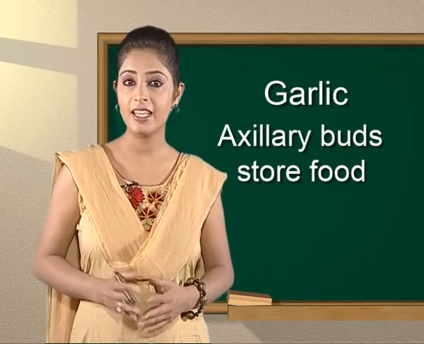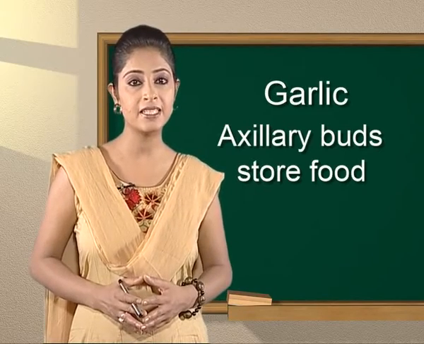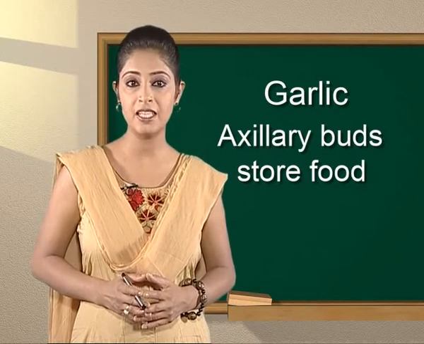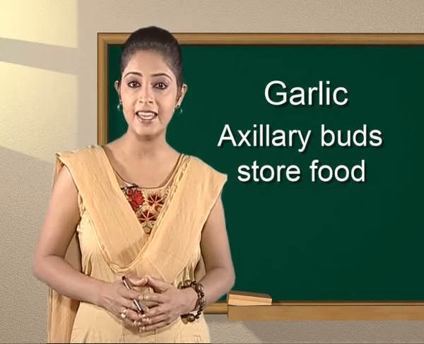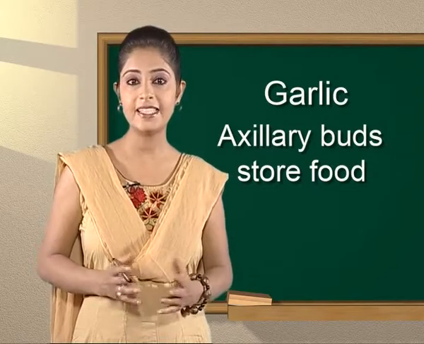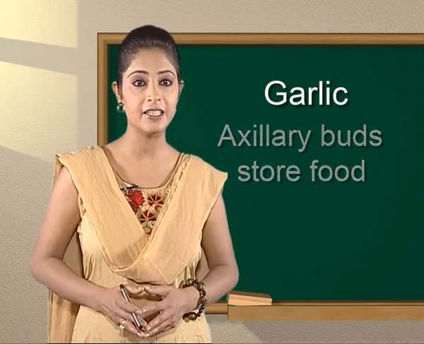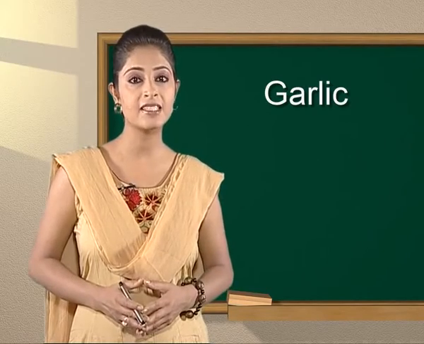In garlic, each of the axillary buds in the axil of the scaly leaf has stored food material in one of its scaly leaves. Each such bud is enclosed in a tough scaly membranous leaf and is known as clove.